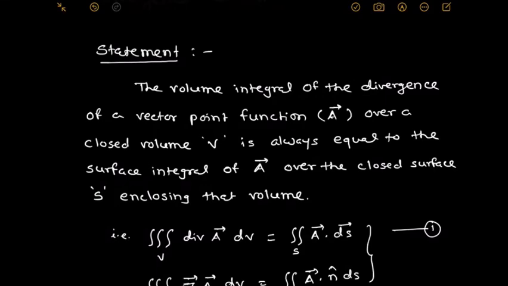The statement of the Gauss divergence theorem we give here. The volume integral of the divergence of a vector point function over a closed volume V is always equal to surface integral of vector A over the closed surface S, which encloses that volume. It means we are considering A is a vector point function. That vector point function, we have to take its volume integral, and how that volume integral changes to surface integral. That part we discuss one by one.